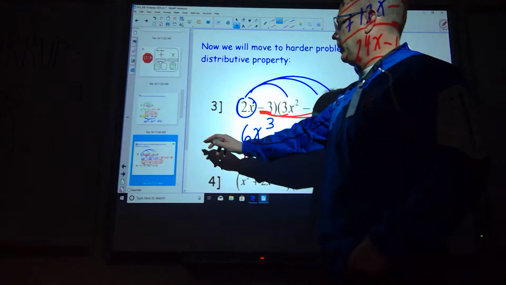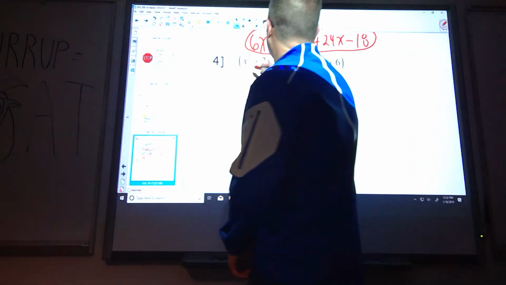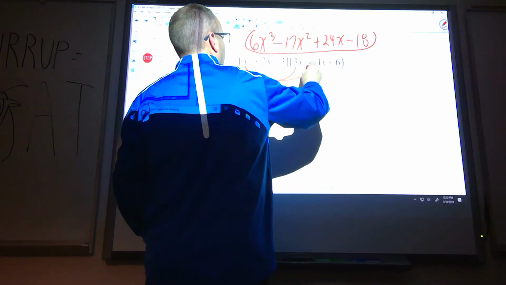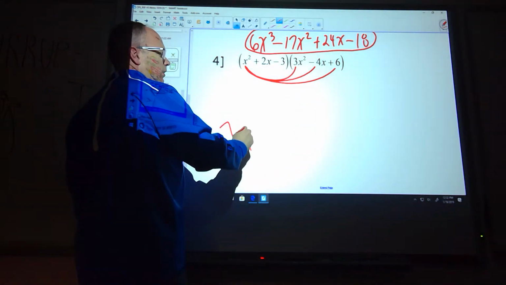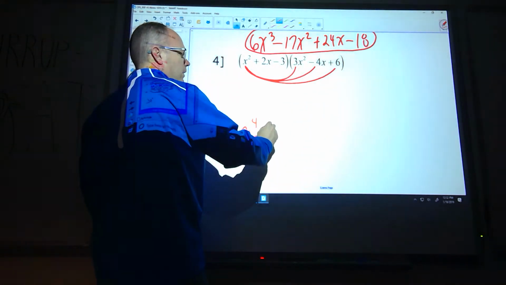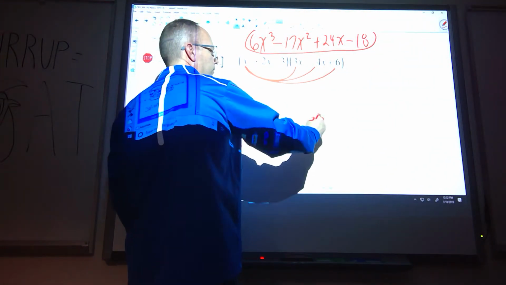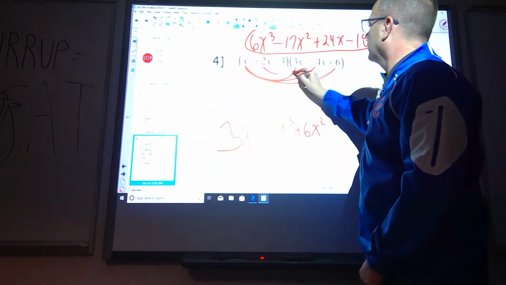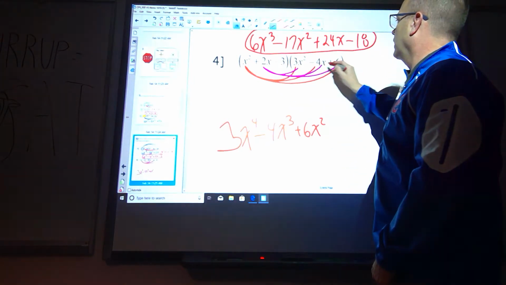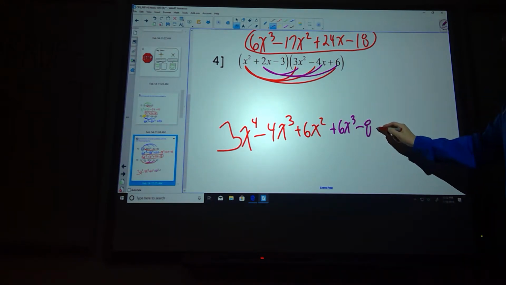So number 4, we're distributing 3 things. So let's give ourselves some room. So first one, I'm going to go here, here, here, here. That's going to give me 3x to the 4th, right? Minus 4x to the 3rd, plus 6x squared. Is that okay so far? Then let's go to a purple. So I got here, here, and here. So I get plus 6x to the 3rd, minus 8x squared, plus 12x.